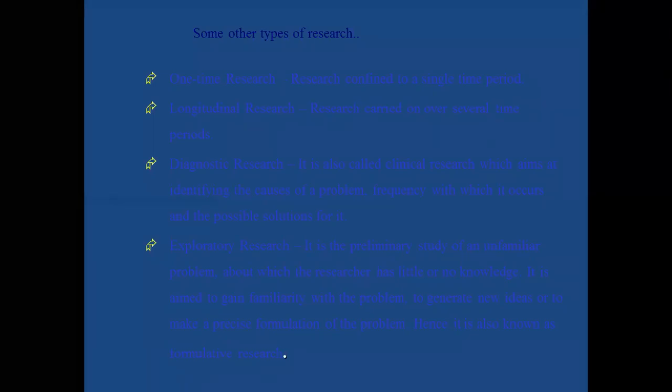Then some other types of research. There are a number of other types of research, depending upon the problem, which we classify as specific research. For example, diagnostic research is important in the medical field, and longitudinal research is carried out over a long period of time. Exploratory research is primarily the study of an unfamiliar problem about which the researcher has little or no knowledge. It is aimed to gain familiarity with the problem, to generate new ideas, and to make a precise formulation of the problem. Hence, it is also known as formulative research.